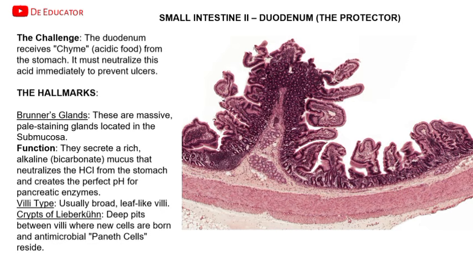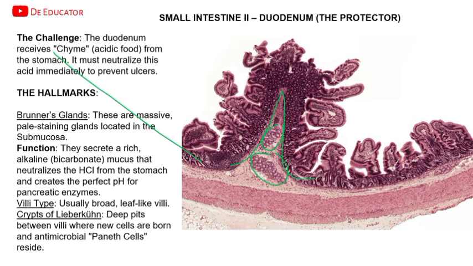So which means that there is a need for a gland, right? So that's why we have a gland in the duodenum. That gland is known as the Brunner's gland. These are massive pale staining glands located in the submucosa. So this is our submucosa. This is one Brunner's gland. This is another Brunner's gland. Their function is to secrete a rich alkaline mucus that neutralizes the acid that's coming.